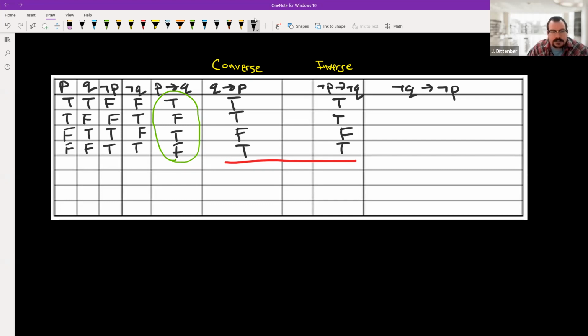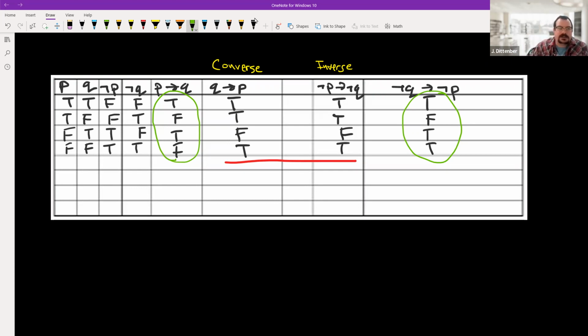Again, we're going to look at Q implies not P. For the first one, not Q is false, not P is false, so that means this is true. The second one, not Q is true, and not P is false, so this one is false. And every other time it's true, because it's still a conditional statement, right? So as you can see, the contrapositive and the conditional statement are, in fact, logically equivalent.